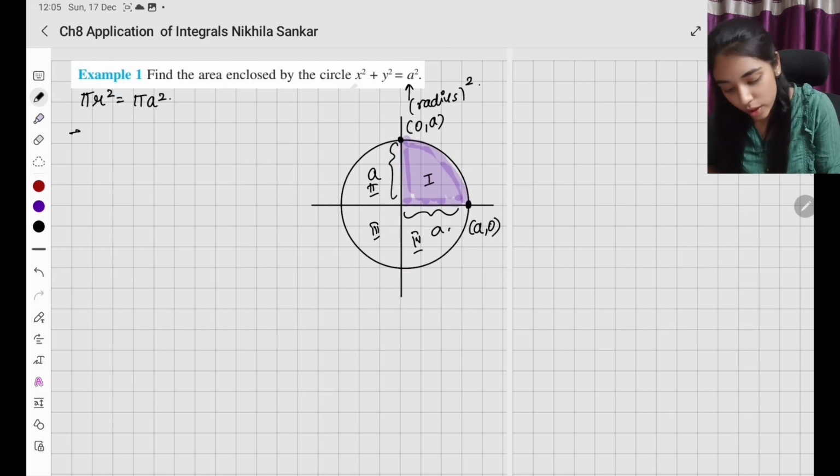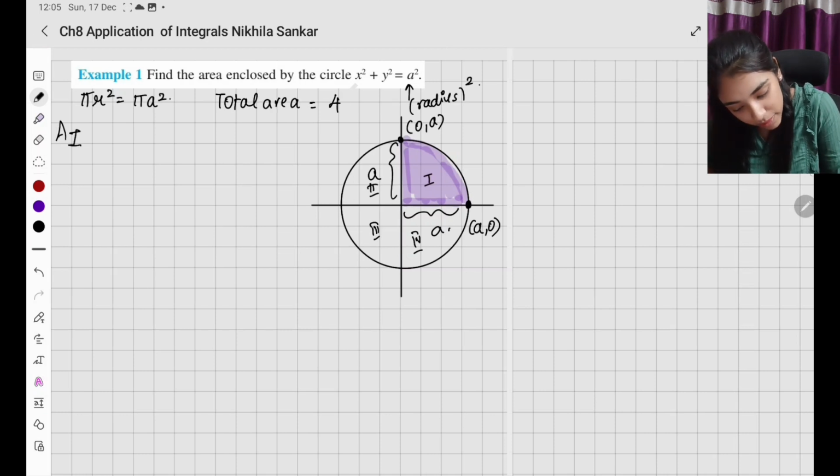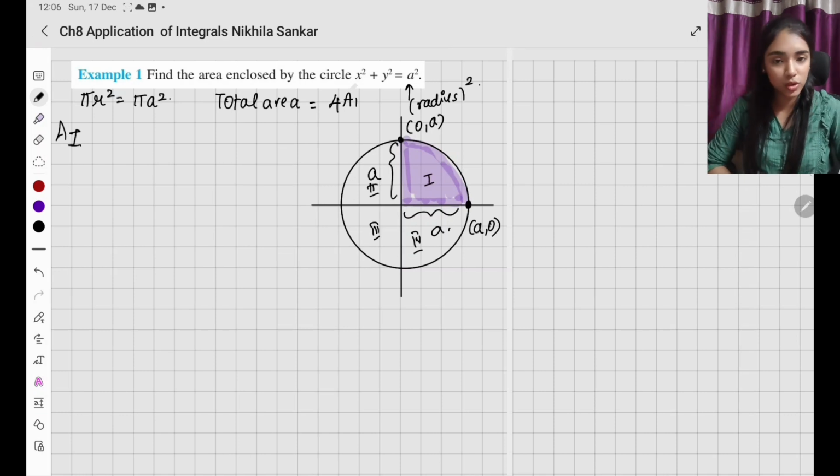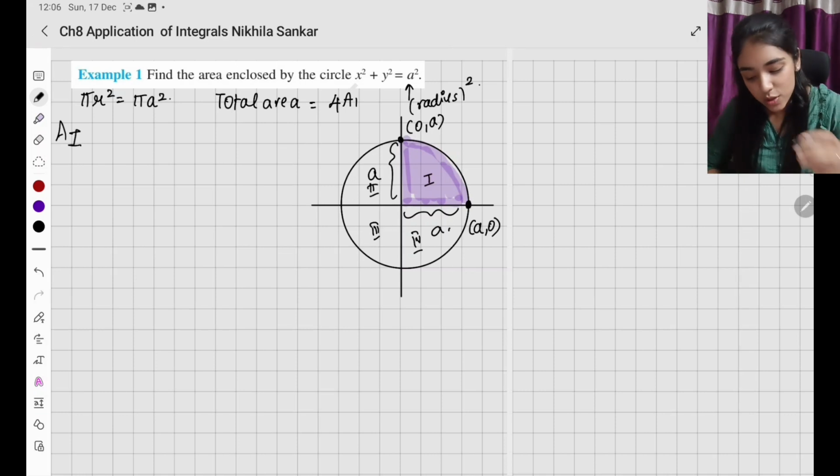So once we find the area of one quarter, the total area is going to be, for example, this is A1. I'm going to multiply 4 times A1, so I'm going to get the total area. Now, shall we check whether this works out? So how am I going to do it?